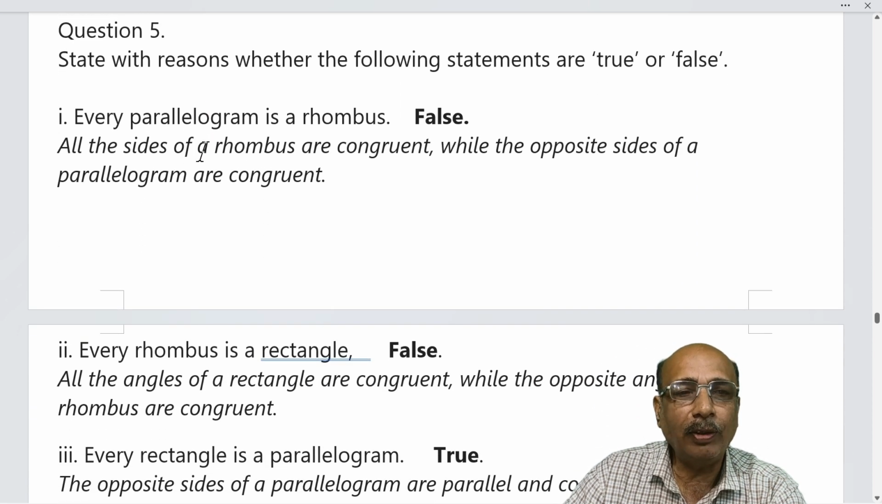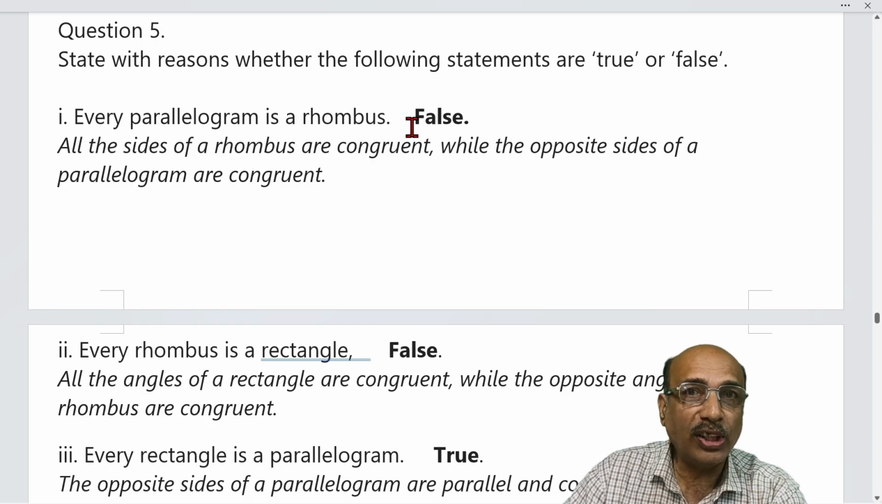Next, question 5. State with reasons whether the following statements are true or false. Every parallelogram is a rhombus. False. Why? Because in a rhombus all sides are equal, and in a parallelogram only opposite sides are parallel and congruent.